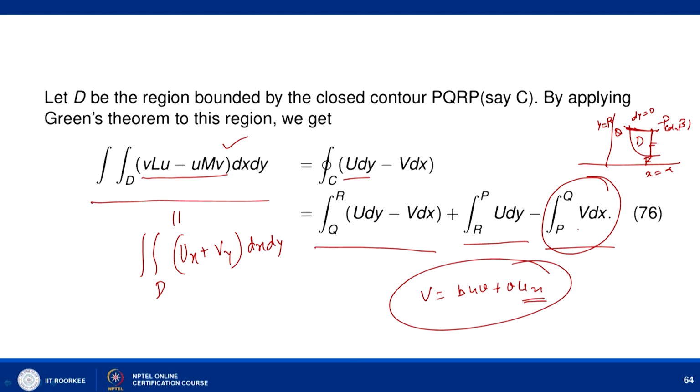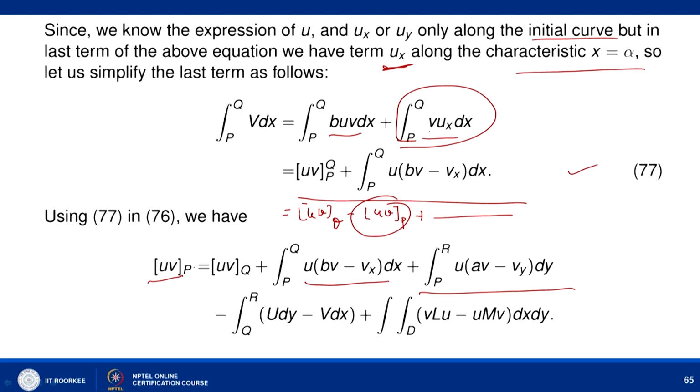So, what we try to do is take out the value here. We have the integral from P to Q of v dx equal to this whole thing. So we have, with the double minus, the integral from Q to R of u dy minus v dx, minus the integral from R to P of u dy. That is what we are writing here. So then it is uv at P equal to uv at Q plus the integral from P to Q of u(bv minus vx) dx, which is the term we obtained from 77, and then the integral from P to R of u(av minus vy) dy, minus the integral from Q to R of u dy minus v dx, that is on the initial curve, plus the double integration.